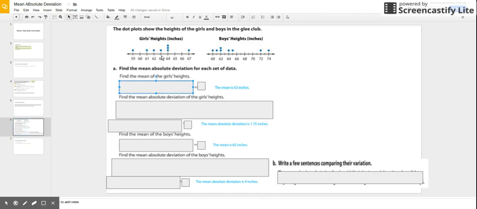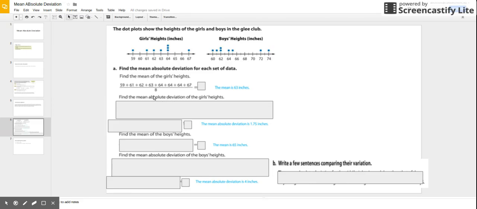So you're going to take each dot over here. Remember, each dot is something different. So in other words, there are 3 64s, okay? There are 3 girls that are 64 inches tall. So let's find the mean of all the girls' heights. So 59 plus 61 plus 62 plus 63 plus 64, 64, 64, and there's 167.